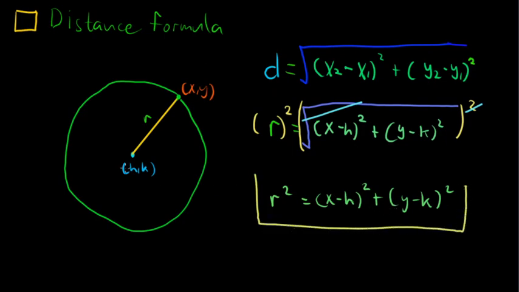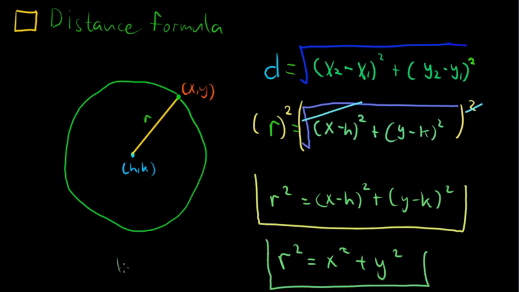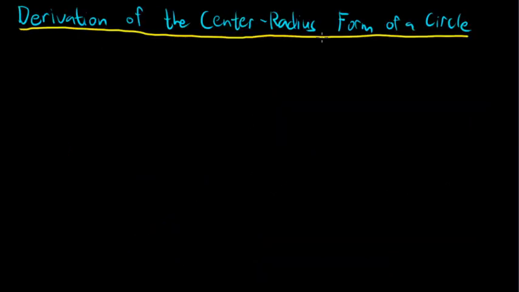Same thing. Paano kung si center ay located sa origin? Ibig sabihin, yung circle mo, the center radius form will be as simple as r squared equals x squared plus y squared, if h is 0 and k is 0 as well. Ibig sabihin yung center mo is located at the origin. So that's how you derive the center radius form of a circle.